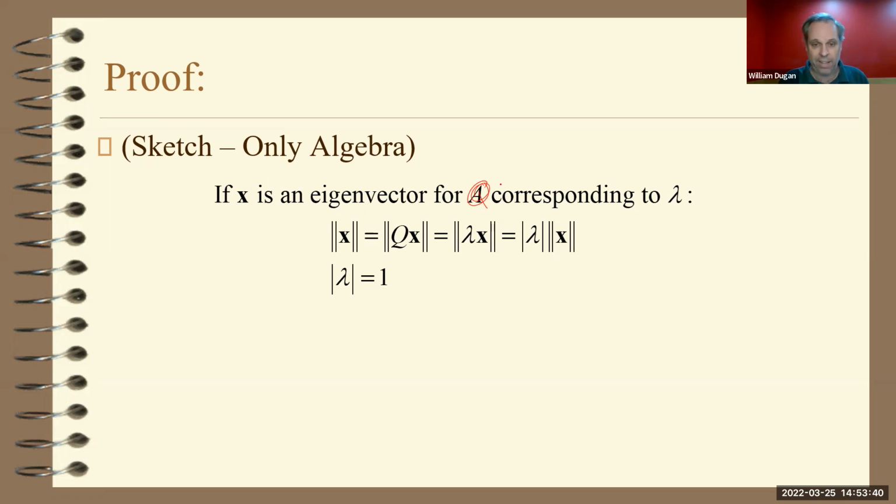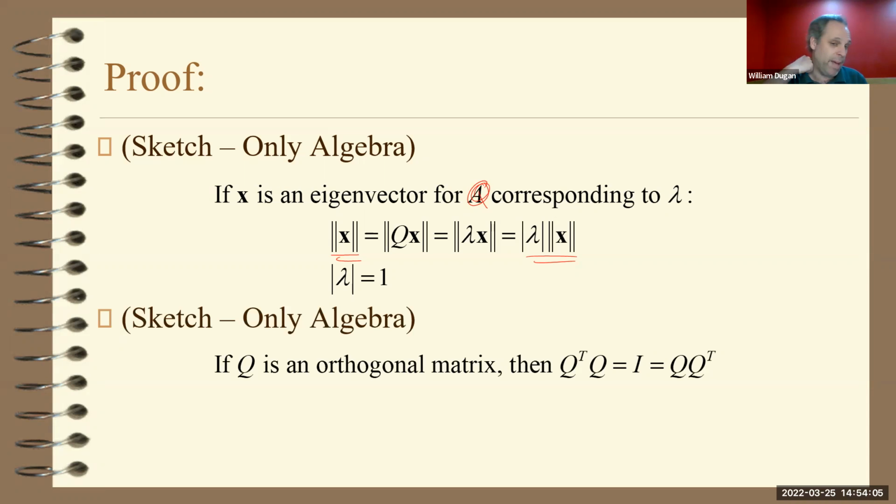Well, the length of X is equal to the magnitude of the eigenvalue times the length of X, and since X is an eigenvector, it's not the 0 vector. We can cancel on both sides, getting that the magnitude of the eigenvalue is 1. So it's either 1 or -1, or if it's in complex numbers, it's i or -i. So that's that proof, really easy. It's just a matter of using the stuff I just showed you.